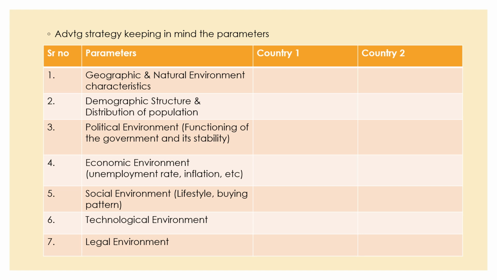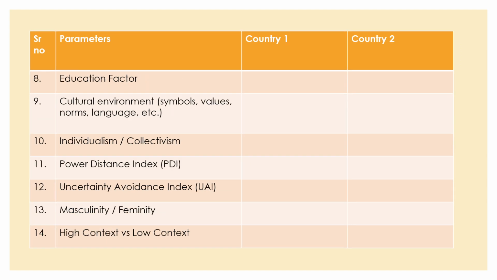Third, political environment, functioning of the government and its stability. Fourth, economic environment, unemployment rate, inflation, etc. Fifth, social environment, lifestyle, buying pattern. Sixth, technological environment. Seventh, legal environment. Eighth, educational factors. Ninth, cultural environment: symbols, values, norms, language, etc.